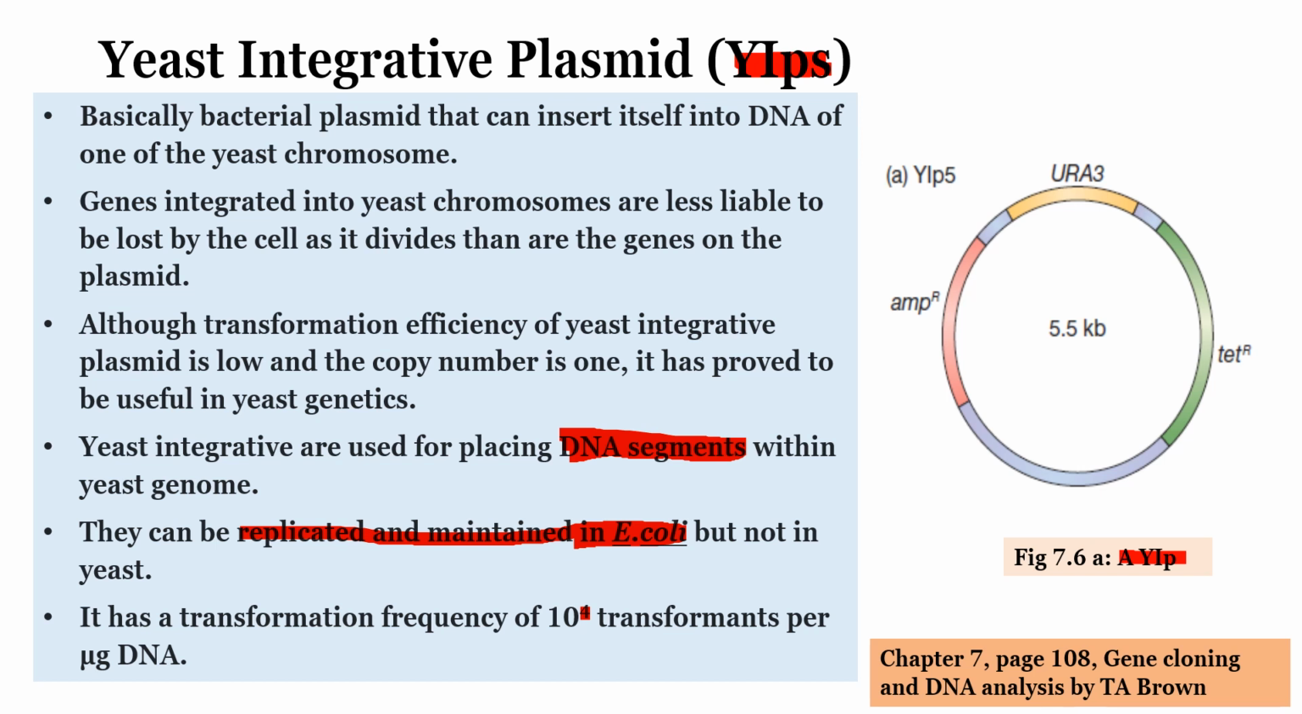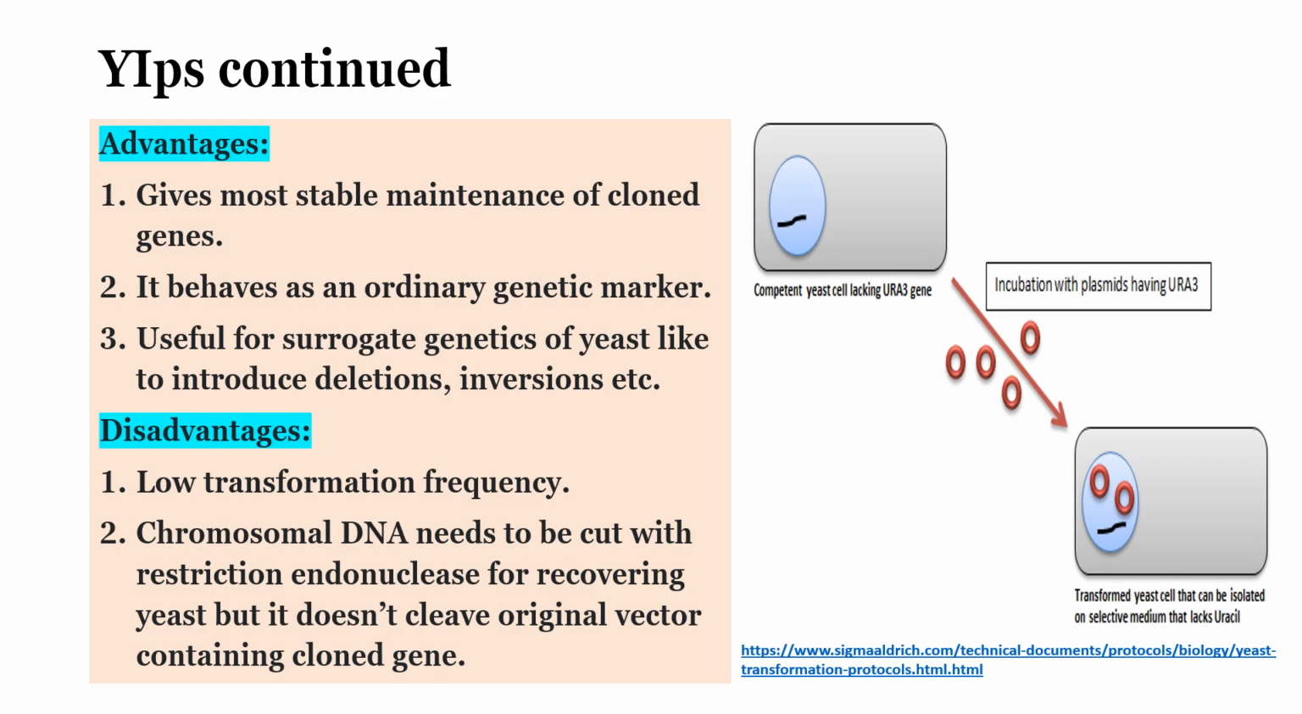So here is the typical map of a yeast integrative plasmid, YIP5. You can see it has an ampicillin resistance gene and a tetracycline resistance gene. The size is 5.5 kb, which is fairly small, and it has a URA3 gene. URA3 again is a yeast metabolic gene, an important gene in metabolism, and we will see in a bit what the function of URA3 is and how it is going to help us.